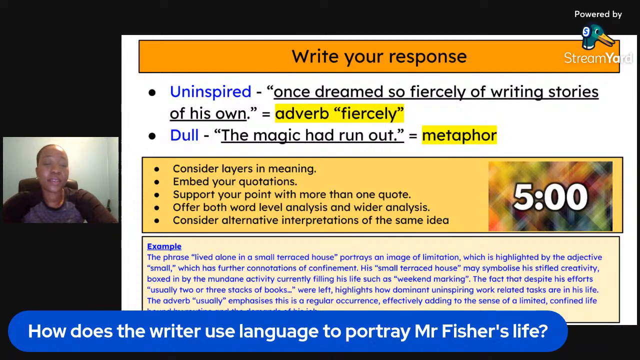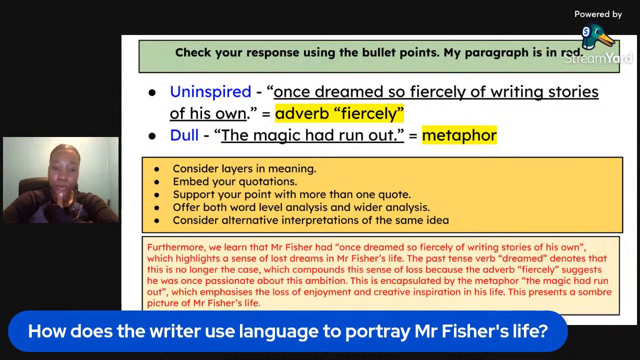Okay, 5 minutes is up. So looking at a possible paragraph for those points could be, furthermore, so speaking of which, furthermore, it's good to use connectives in your paragraphs, okay? Furthermore, we learned that Mr.